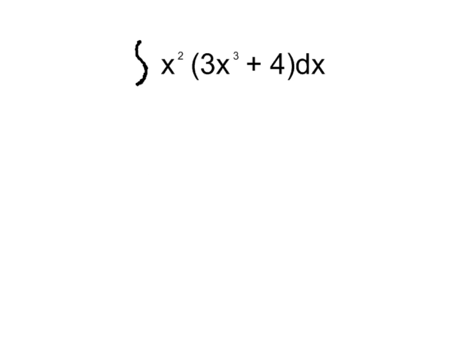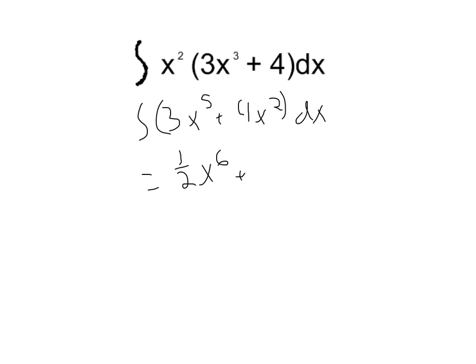This problem presents the same sort of issues, except obviously it's not a foiling problem. For this, I would just distribute that x squared prior to finding the antiderivative, and I would rewrite this as 3x to the 5th plus 4x squared dx, and then I could find the antiderivative, which would be 1/2 x to the 6th plus 4/3 x cubed plus c.